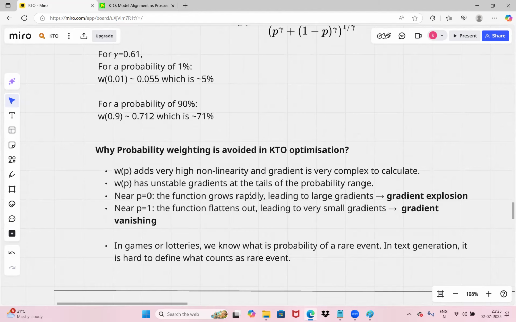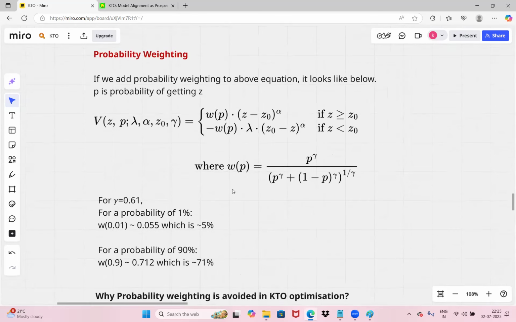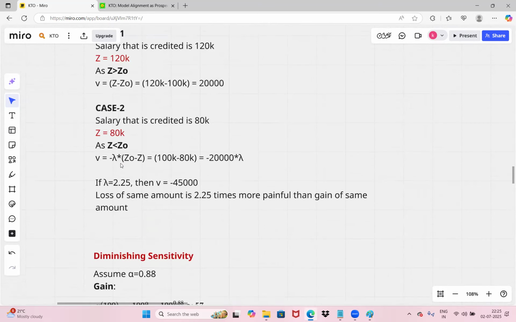Also, in scenarios like games and lotteries, we know the probability of a rare event. If we think a certain event is rare, we can inflate its probability, because that's what probability weighting is. One percent feels more than one percent. If we think a certain event is very highly probable, we can slightly reduce that probability value: 90% feels less than 90%. But in the case of text generation, it is very hard to define what is a rare event and what is a very frequent event. Because of all these reasons, researchers did not consider probability weighting as a part of the prospect theory formulation.